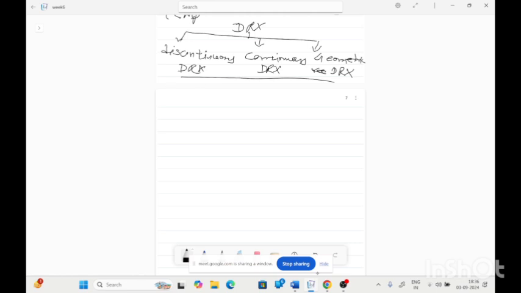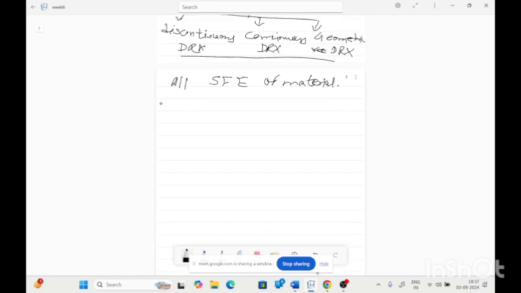So first we will start with discontinuous dynamic recrystallization. And one more thing, all three types of dynamic recrystallization depend on material properties, like the stacking fault energy of the material. So first we'll start with discontinuous dynamic recrystallization.